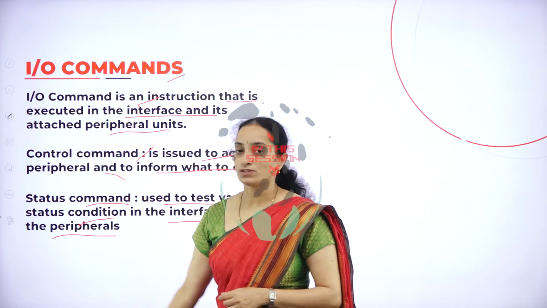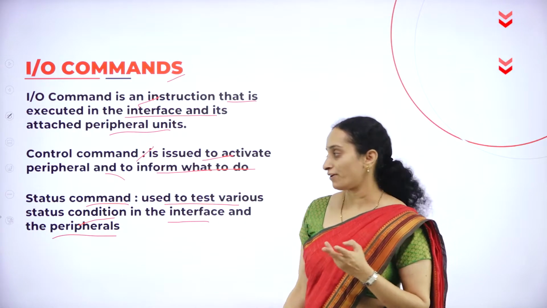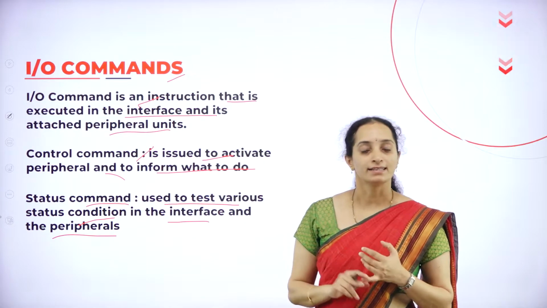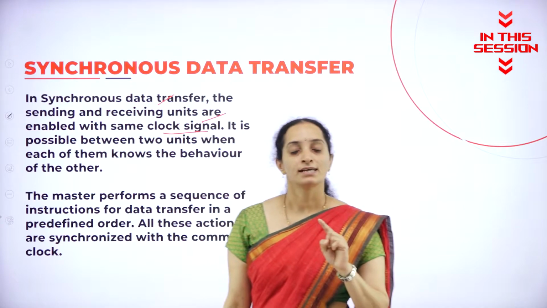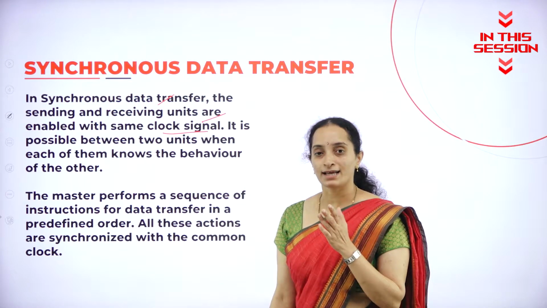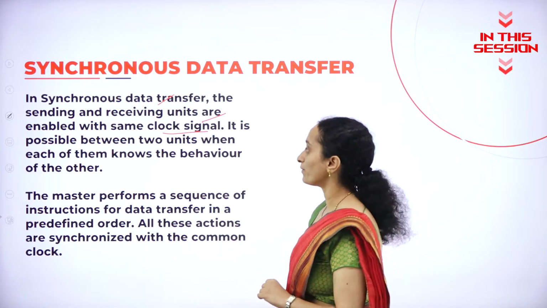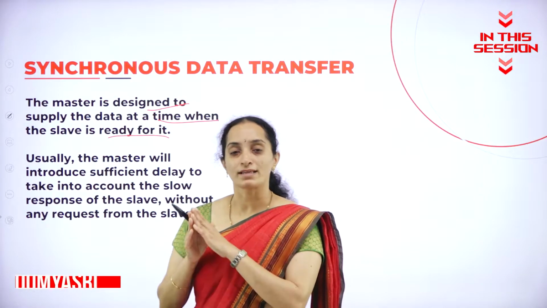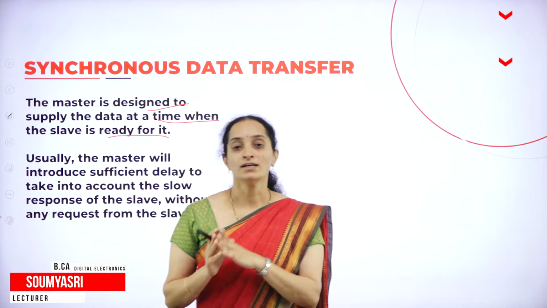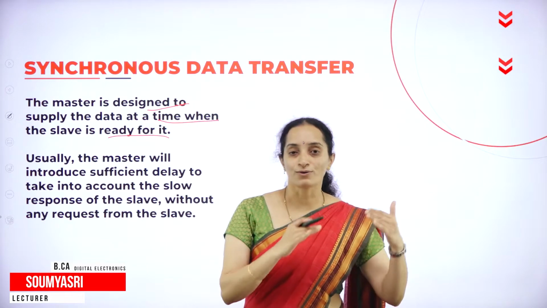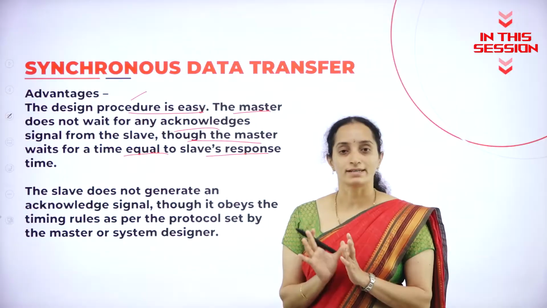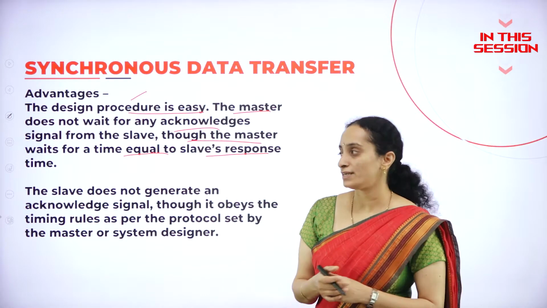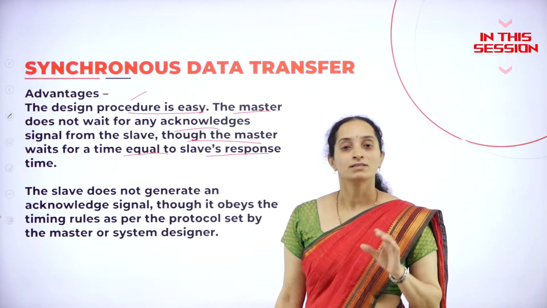and it is going to check the conditions in peripheral devices as well as the interfaces. There will be a single clock signal which enables both the sender and the receiving component. Only when the slave or the receiver is ready for receiving the data, then only the master or the sender can send data, or the time delay it takes to transfer data will be equal to the slave's response time.